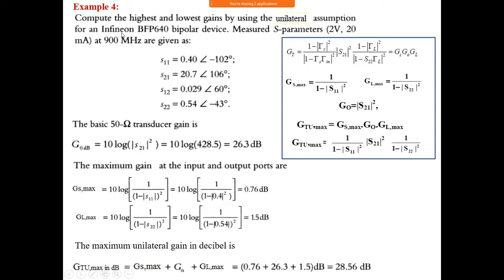So the question itself is this: compute the highest and lowest gains. How to compute? Assuming unilateral, it is not actually unilateral. S12 is equal to this. Even though it is lesser, we used GS maximum, which is actually for the unilateral condition, but it is not unilateral. However, in the problem they stated to assume it is unilateral, that's why we are applying this.